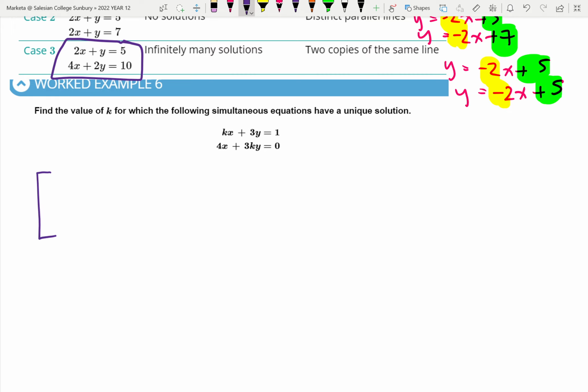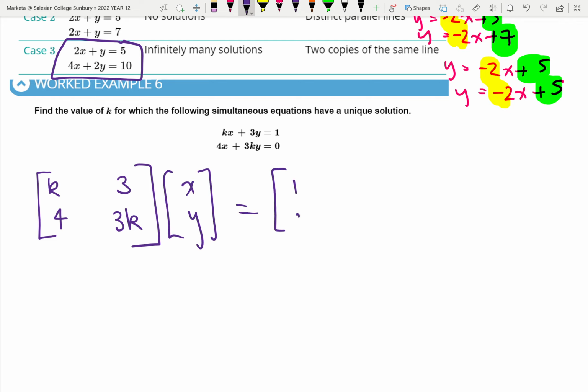So what that means is I put the things that are in front of the x, k and 4, and then the things in front of the y, which is 3 and 3k. So that's my matrix there, and I'm timesing that by xy, and that's going to equal 1, 0. If you're not quite sure of matrices, we do cover that this year. This is, I think, the superior method. I like this method better.